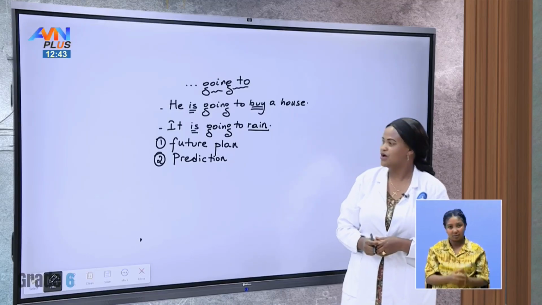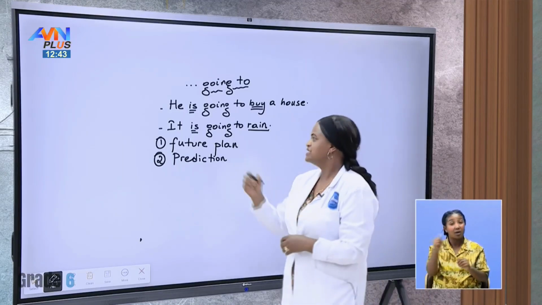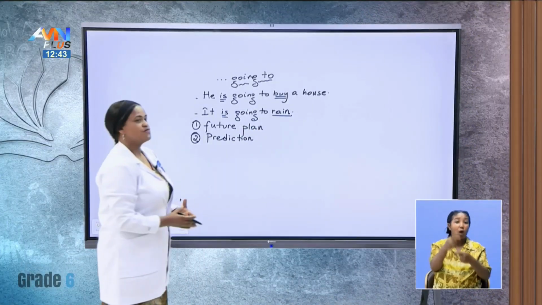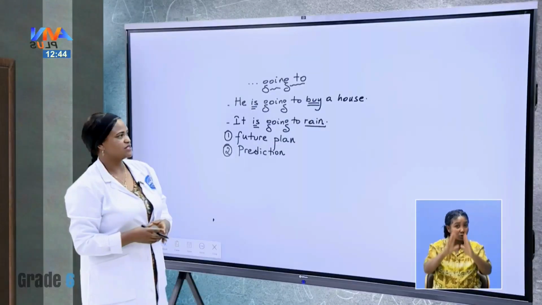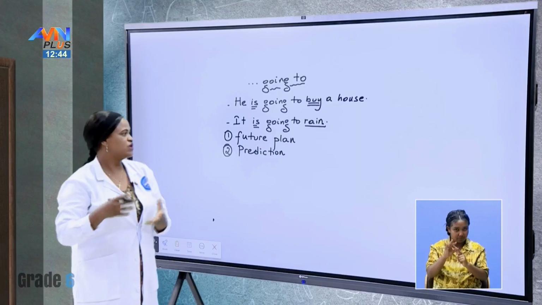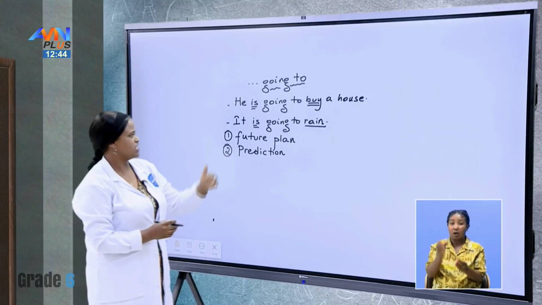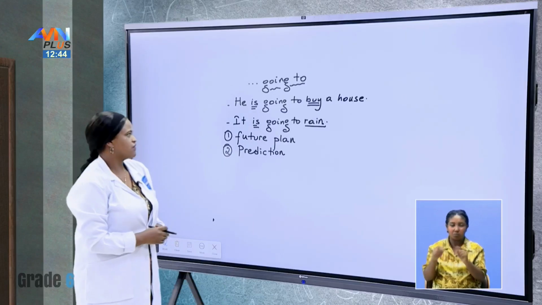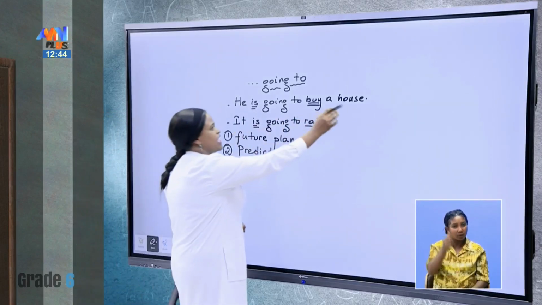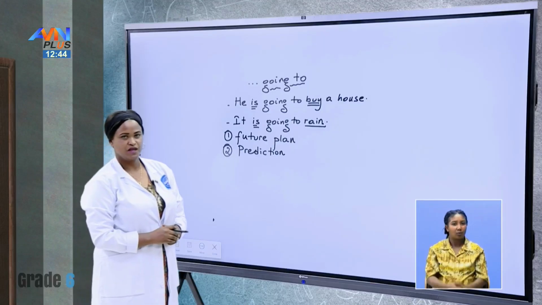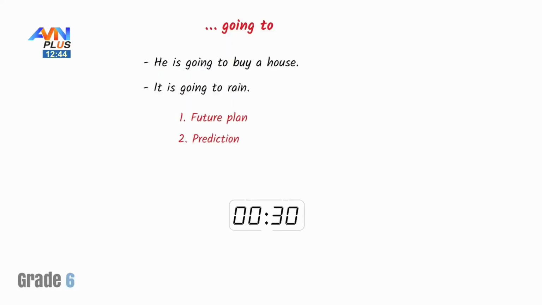All right. And another is, as you can see here, he is going to buy a house. That is for future plans, a plan that a person made to do in the future. Just like the previous one, we can also make negative in these sentences. For example, he's going to buy a house. How do you make it negative? Let me give you a few seconds.